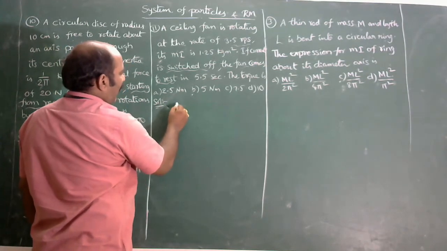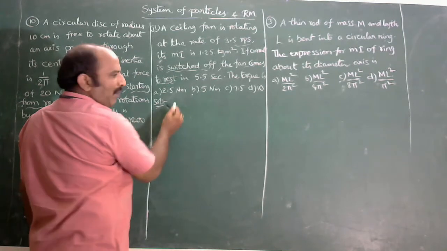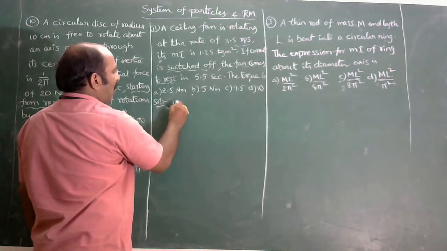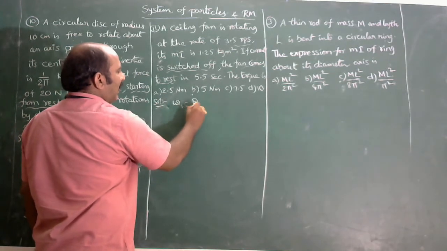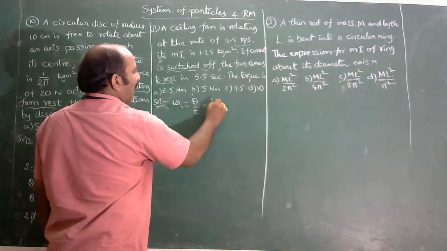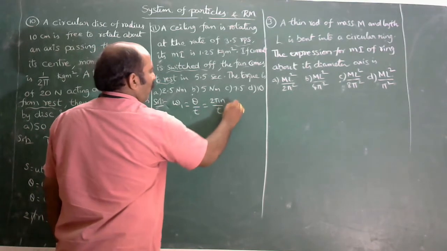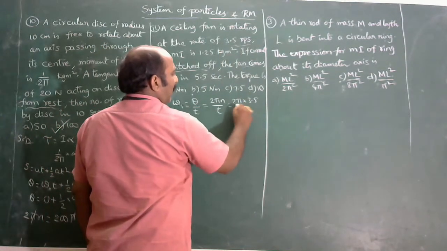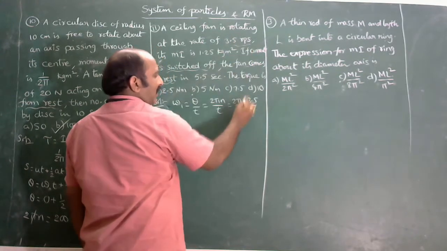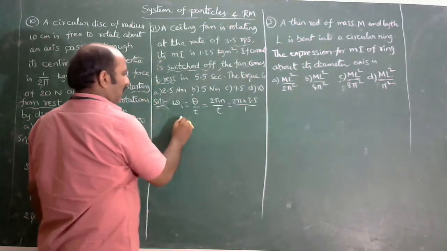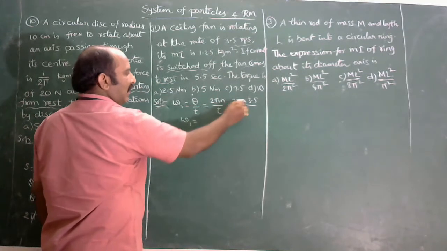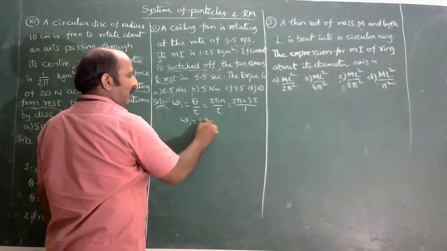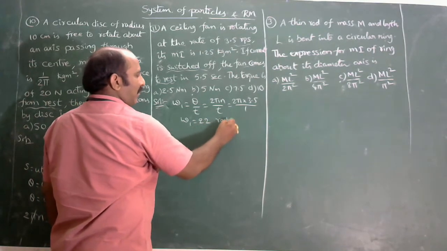alpha. Alpha is nothing but omega 2 minus omega 1 by t. First omega 1: you have a formula theta by t, that means 2 pi n by t. Now 2 pi into number of rotations, 3.5 revolutions per second, that means t value is 1. Now omega 1 is 7 pi. 7 into pi, that means 22 radian per second.